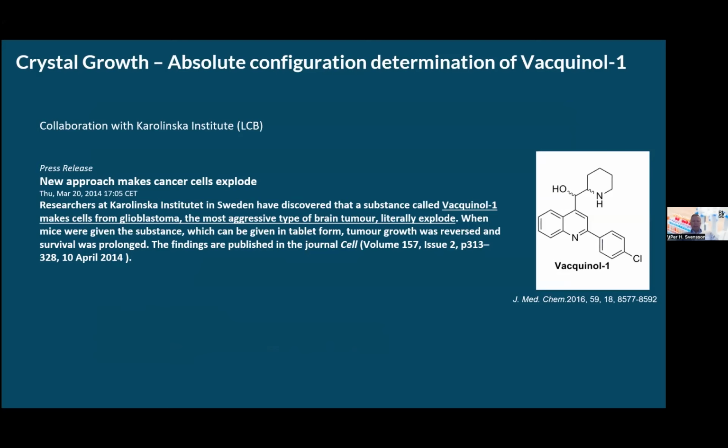Let's shift our focus to practical examples where computational pharmaceutics has been applied. This first example deals with crystal growth in connection with absolute configuration determination of an oncology substance, vakinol, which is active against a very aggressive type of brain tumor, glioblastoma. In this collaboration project with Karolinska Institute, we were tasked with the determination of the absolute configuration of the active substance vakinol, since it was unknown.